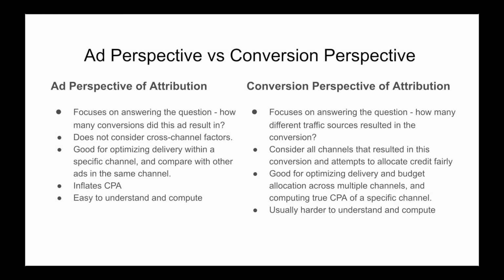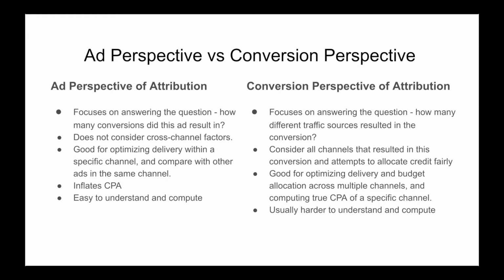So now let's do a more detailed conceptual comparison between the two methods, the ad perspective versus the conversion perspective. The ad perspective focuses on answering the question, how many conversions has each of my ads resulted in. It usually does not consider cross-channel factors because it's very laser focused on a specific ad. It is very good for optimizing delivery within a specific channel, but it's really bad at optimizing across different channels. And because it focuses on each individual ad from different platforms, and each individual ad is trying to take as much credit as possible, your CPA is usually inflated. By that I mean your CPA will look lower than what it actually is. And it's in general easier to compute because you probably can have these numbers readily available in your advertising platforms like Google or Facebook.